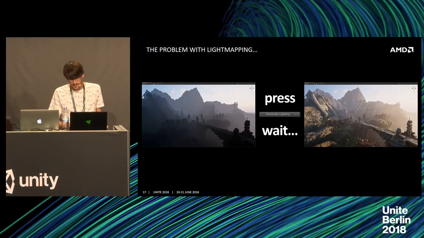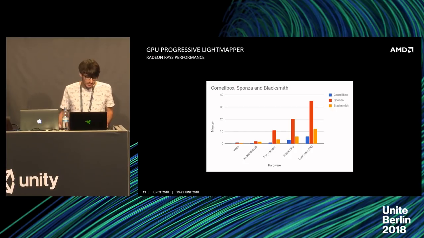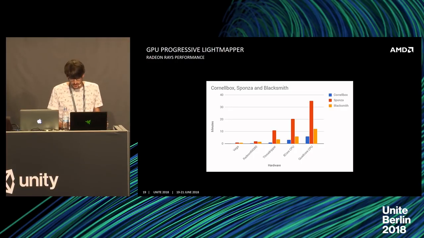So we want to improve on that situation, and one solution, of course, is to move the light mapping to the GPU. Interestingly, the Unity team already had their light mapper working on the CPU, and that's nice for us because we can compare performance quite easily. So we moved all the light mapping logic to the GPU with Radeon Rays, and here are the timings of the full light mapping times. That includes the ray tracing, but also the overhead of assembling and processing the ray batches and all the compositing and filtering of the light maps.